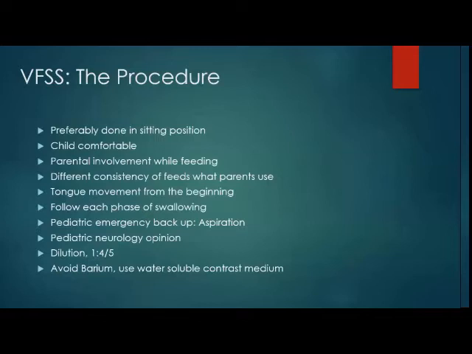Always it is important to inform the pediatric emergency team in case of any event of aspiration, which may sometimes be significant and we need the emergency backup. Usually we talk to the pediatric neurologist who is seeing the child, if the child has a neurodevelopmental issue, because sometimes we have neurological diseases which are progressive, and in those cases, whatever the outcome is, the child might not do well. So from the very beginning, it is important to know about the neurological status of the child.